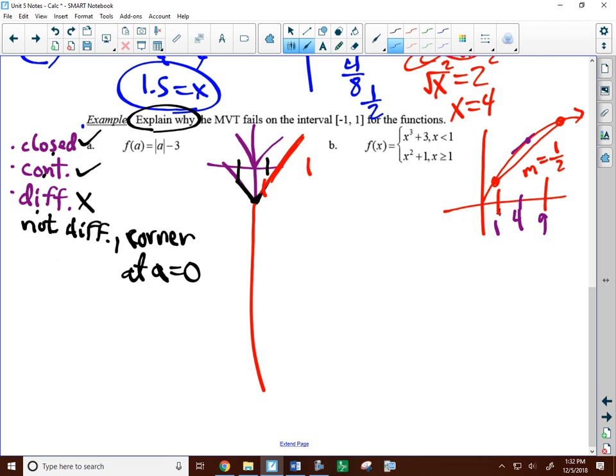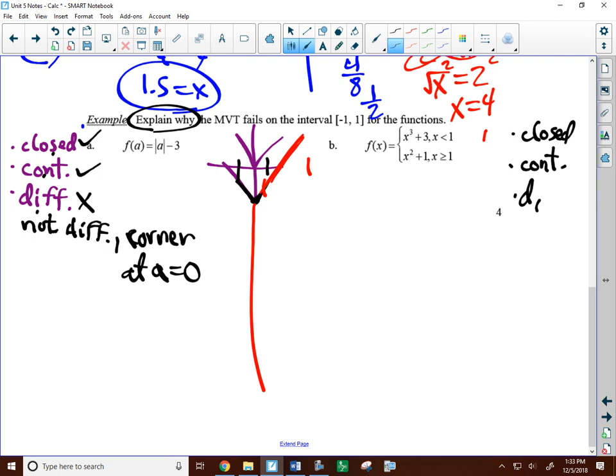Alright, let's do B. Again, I'm going to check these. Closed, continuous, differentiable. In B, I have a piecewise function. We're on a closed interval. Yeah. -1 to 1, yes. Is it continuous? How do you know? You have to plug it in. Yes. You got to plug it in. Because we got to plug in 1.